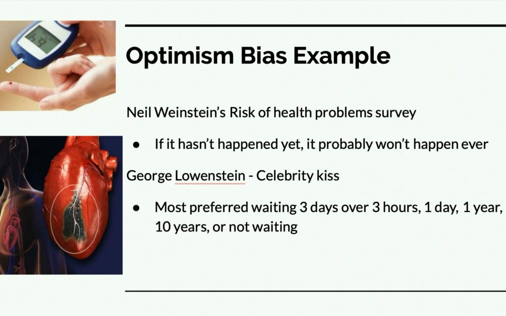A second example is from George Loewenstein, a behavioral economist who asked people how much they're willing to pay for a kiss from a celebrity in different amounts of time. Immediately, in 3 hours, in 24 hours, in 3 days, in 1 year, and in 10 years. Loewenstein found that they are willing to pay most to get a kiss in 3 days. Waiting a short amount of time was what they deemed most valuable and what made them most optimistic.